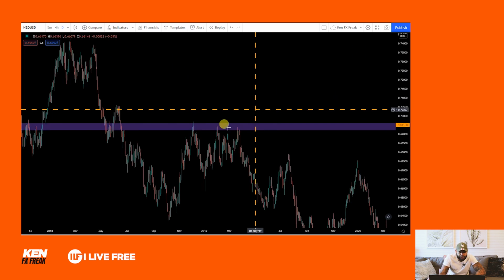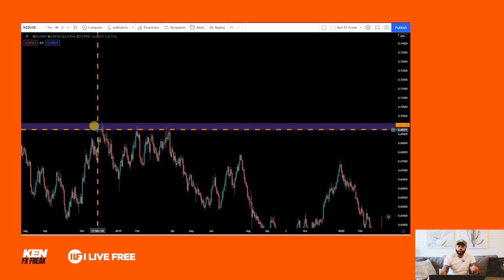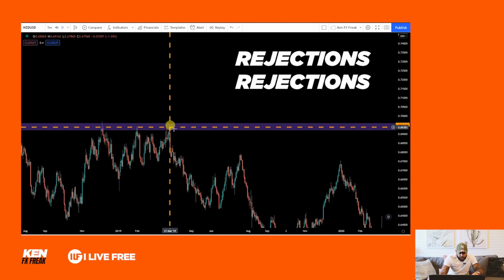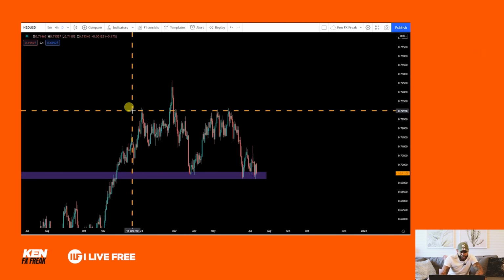Or just a valid zone in general, because look, you can see in the past, it's acted as supply. So not only has it been demand there, it was also supply. Look, rejections. So you get the point, right? And then look, up here, same thing.